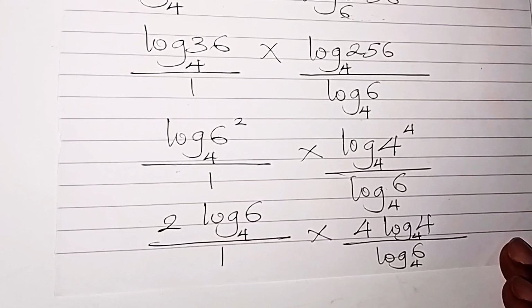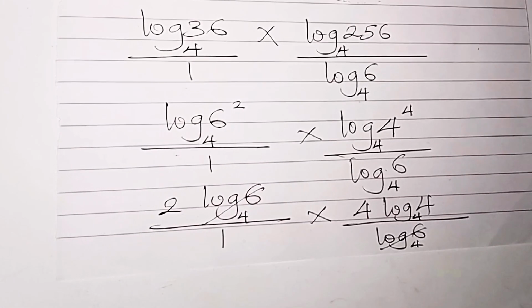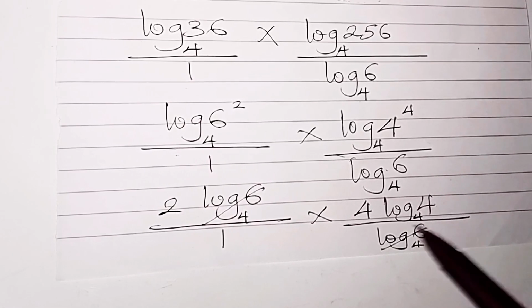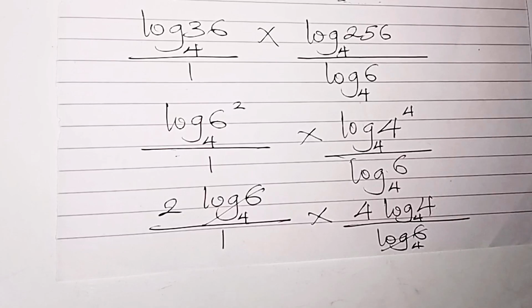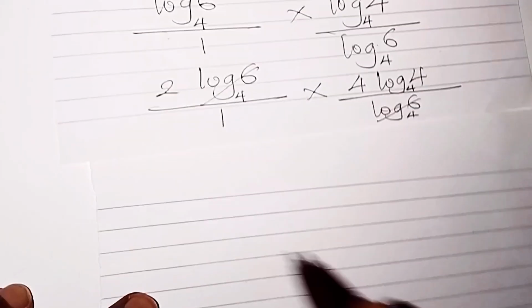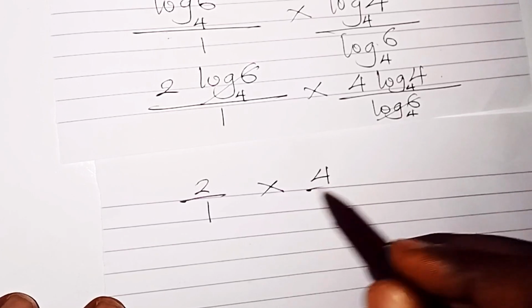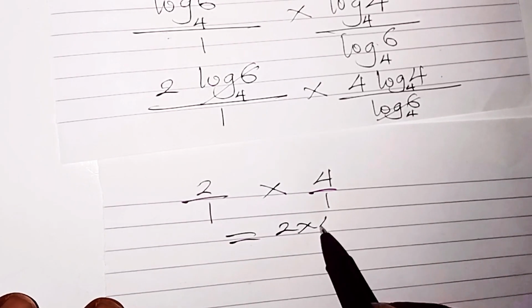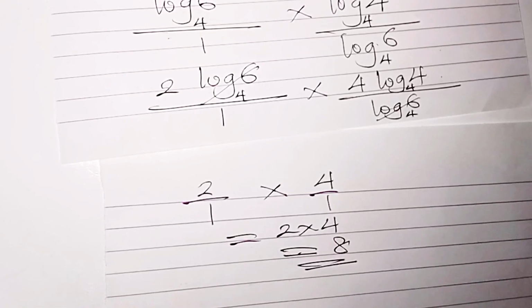And then we can just go ahead and cancel out some terms here. Of course, log 6 base 4 cancels out. And don't forget, log of a number to the same number as base is going to give us 1. So basically what we have there is 2 over 1 multiplied by 4 times 1, which is 4 over 1. Basically we have 2 times 4, and our answer is going to be 8. So that is the answer when you have such a question to solve.